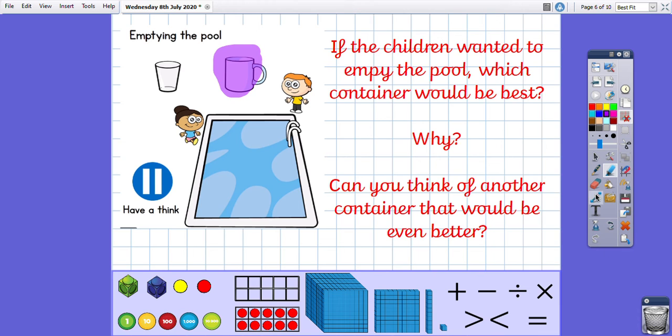Can you think of another container that would be even better? If you can, let me and Miss Smith know. This is your challenge in today's video, so you can let us know by email if you can think of a better container to empty the swimming pool.